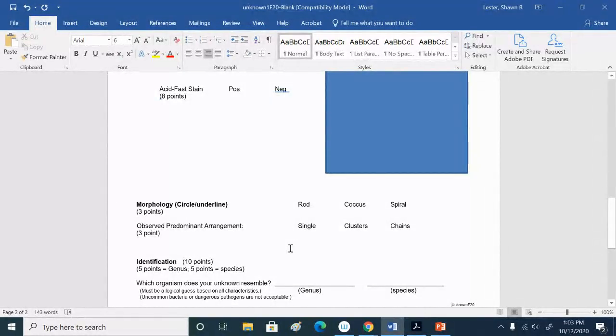So you need to give me a logical organism, right? The genus and the species that matches all of these data. So it must be a logical guess, right, based on all these characteristics. And you cannot use any uncommon or strange bacteria or any dangerous pathogens, because it has to be something that we would give you in lab. So it is useful to go back and look at all the handouts and see what organisms we've talked about.